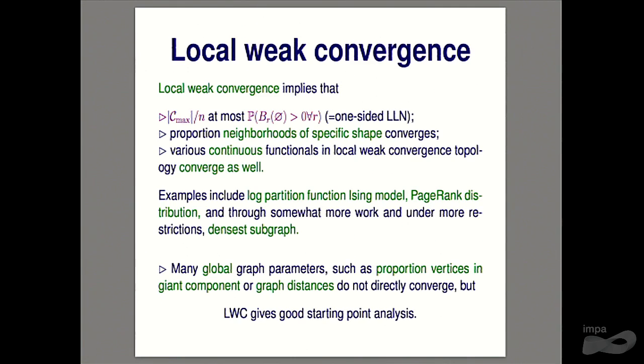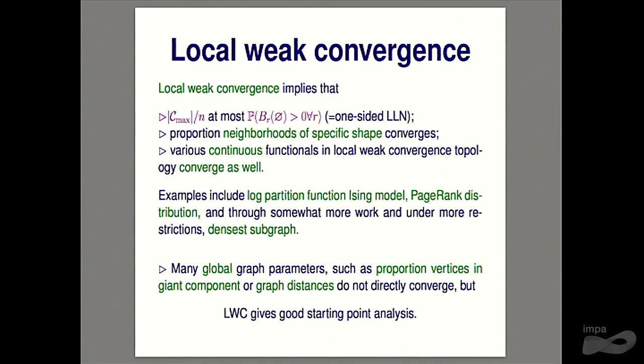Okay? Now, there are lots of things that immediately converge when you have local weak convergence. For example, for those of you who know some statistical physics, if you look at the log of the partition function of the Ising model scaled by the graph size, this will converge immediately to the similar object defined on the limiting space. It turns out that the PageRank distribution also converges. And you have to work a bit harder because this is not exactly a continuous functional, but it turns out that under some stronger restrictions on the degree distribution for the configuration model, also the densest subgraph converges.